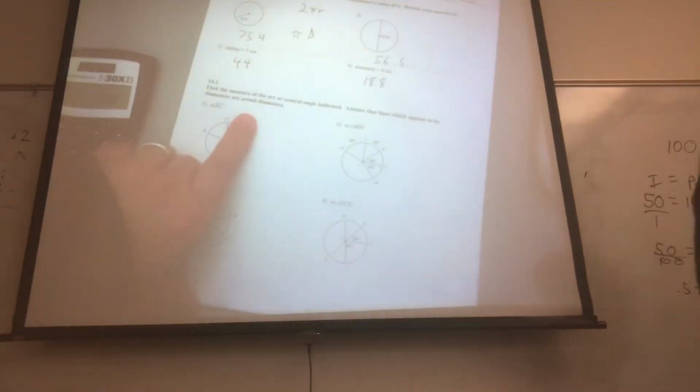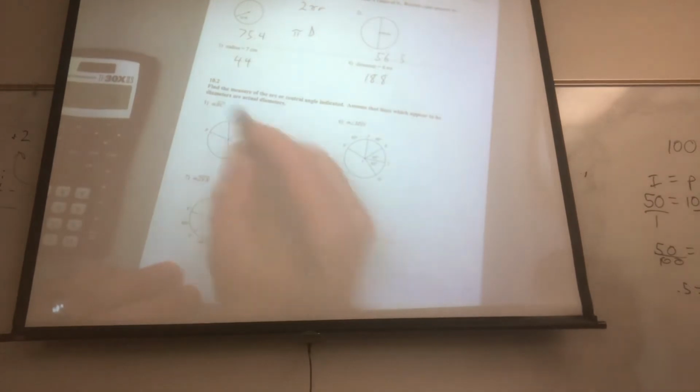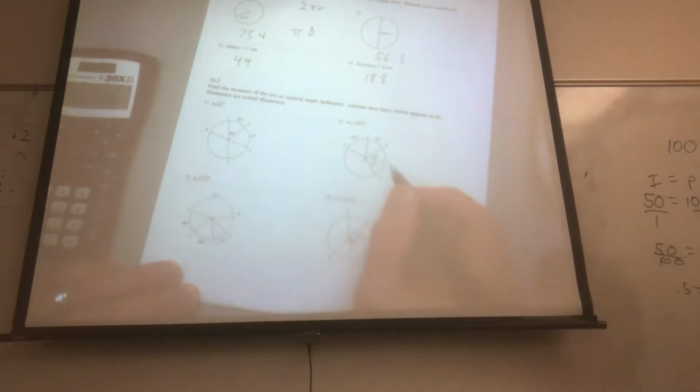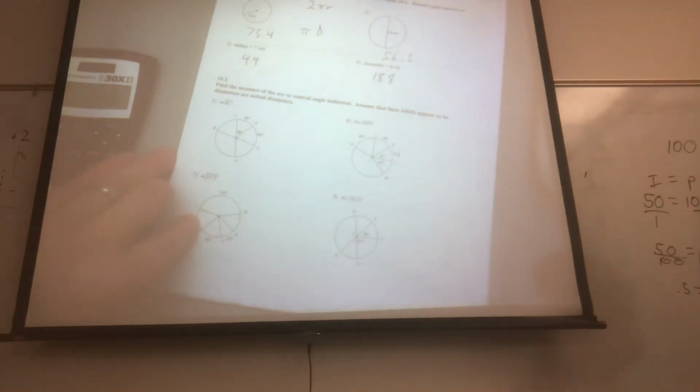For 10.2, find the measure of the arc or central angle. If it's an arc and a central angle, they are going to be identical. So this arc is 50, this central angle is 50. This central angle is 45, this arc is 45. All arcs and central angles are interchangeable.